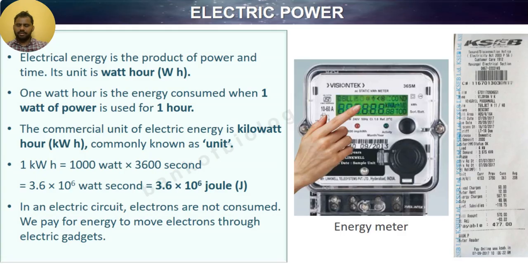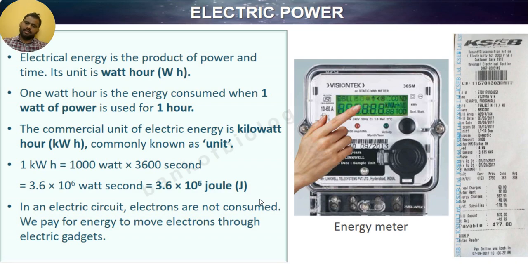The commercial unit of electric energy is kilowatt hour. Commercial means the larger unit. The popular unit is kilowatt hour, commonly known as unit. 1 kilowatt hour is 1000 watt into 3600 seconds. 1 kilowatt is 1000 watt, so 1000 watt into 1 hour, which has 3600 seconds. That is 3.6 into 10 to the power 6 watt second. That is 3.6 into 10 to the power 6 joule.